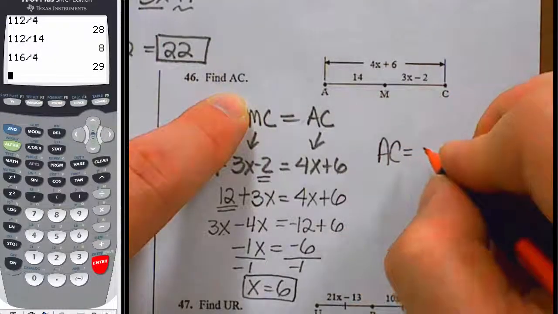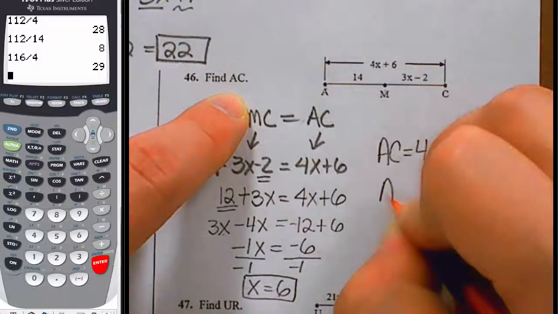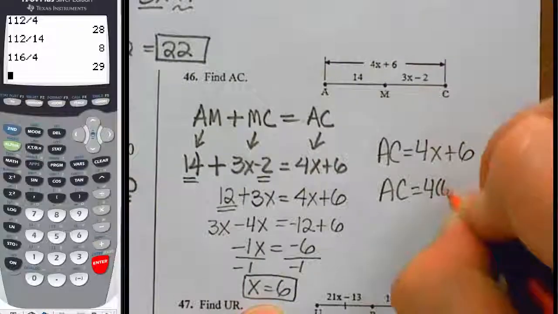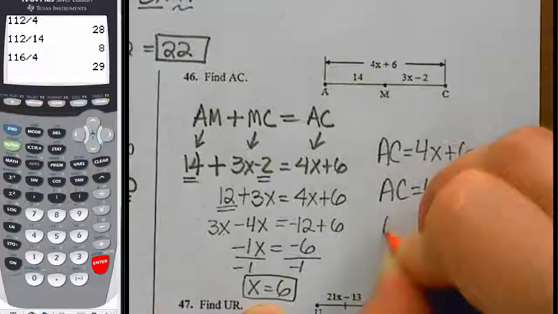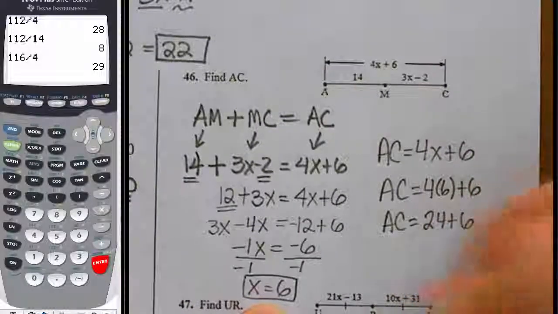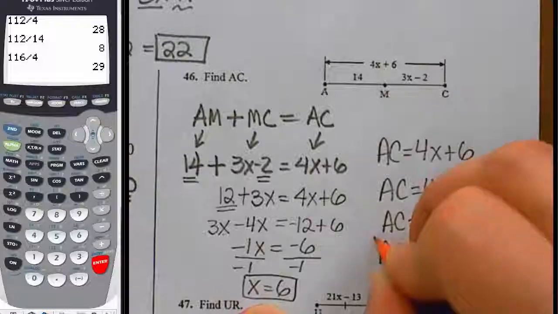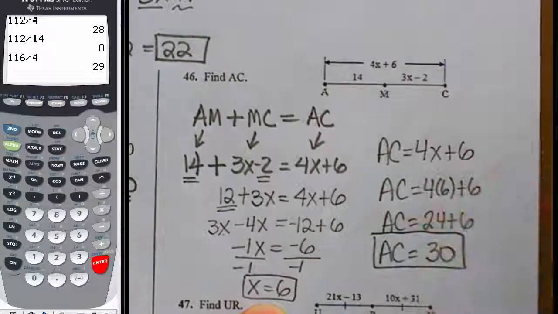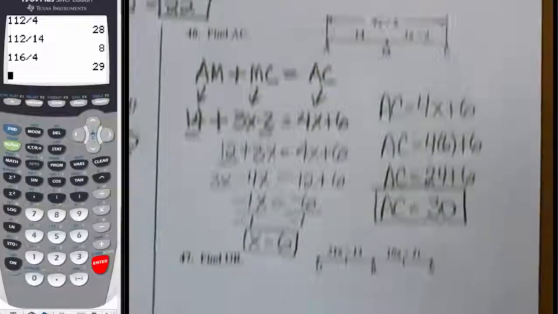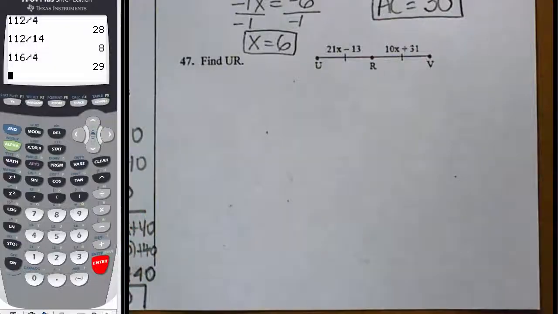By looking at the diagram, AC has a formula of 4x plus 6. So we're going to replace the x with the value of x that we found, which is 6. Order of operations tells us to do the multiplication first, so we're going to get 24 plus 6. 24 plus 6 equals 30. Okay, very well. Let's keep going to the next problem. This will be the final problem of the review.